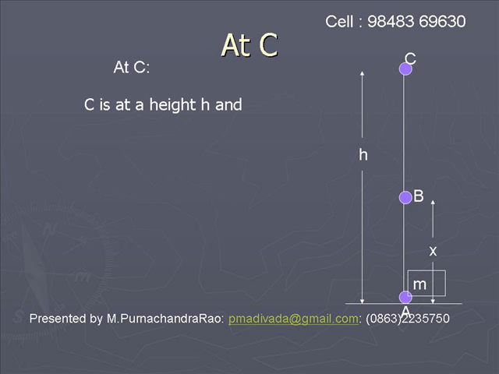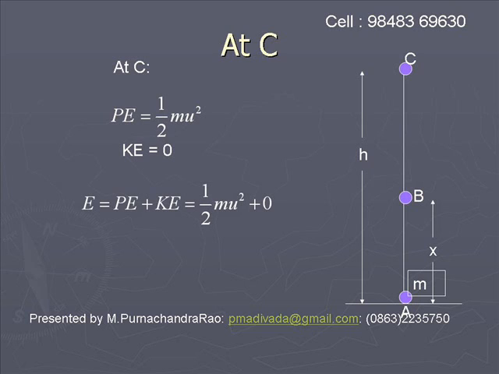Now let us consider the position C. C is at a height h. At this height, the velocity is 0. So we can show that potential energy is equal to half mu square and kinetic energy is equal to 0. The total energy is the sum of these two, that is half mu square plus 0, which is equal to half mu square. Kinetic energy is 0 because velocity is 0.